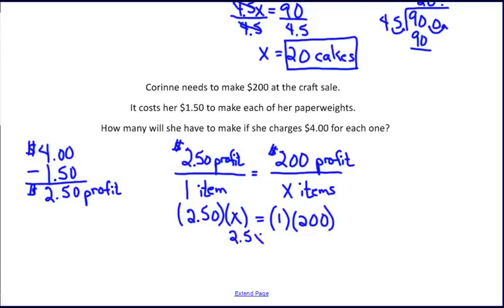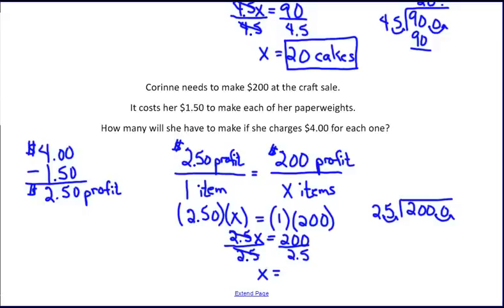Simplifying a little bit, we discover that we will have to get rid of that 2.5 by dividing by it on both sides, and that will give us x alone. Let's divide 200 by 2.5, again with some long division. 25 goes into 200 8 times, and not at all for 0. So she will have to make 80 paperweights to make the amount of money that she thinks she needs.